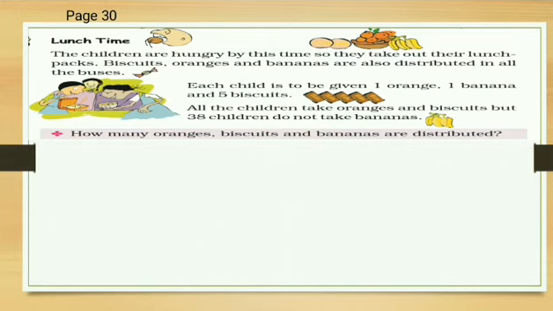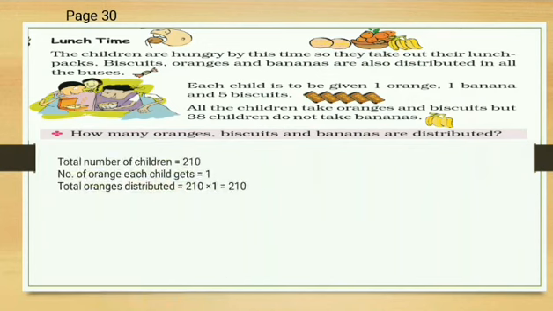So these are the conditions that happened. Now what you have to find is how many oranges, biscuits and bananas are distributed. First we are going to calculate how many oranges were distributed. Total number of children were 210 and each child got 1. So total oranges distributed will be 210 multiplied by 1, that is 210 oranges.